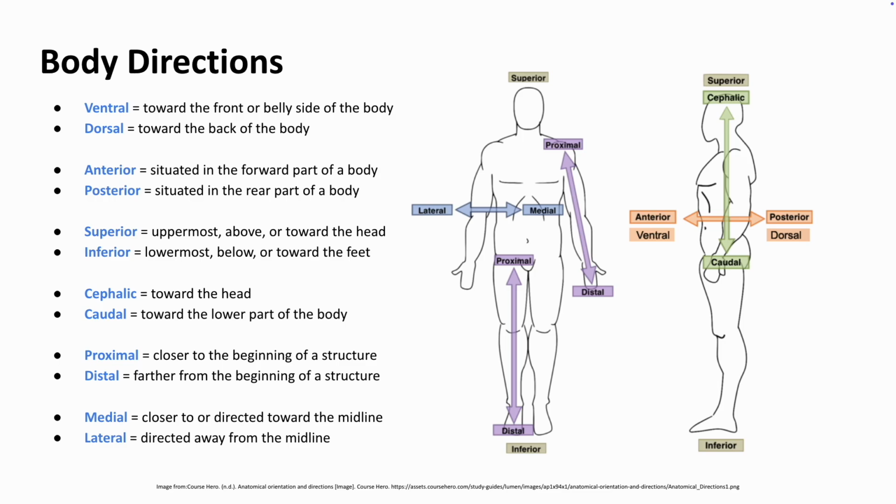And anterior means situated in the front part of the body, which is also the same as ventral for humans. Posterior, situated in the rear part of the body, so posterior is on the back side. You might notice, why do we have two terms for the front, anterior and ventral, and for the back, posterior and dorsal? Does anyone have a guess why there are two different terms?